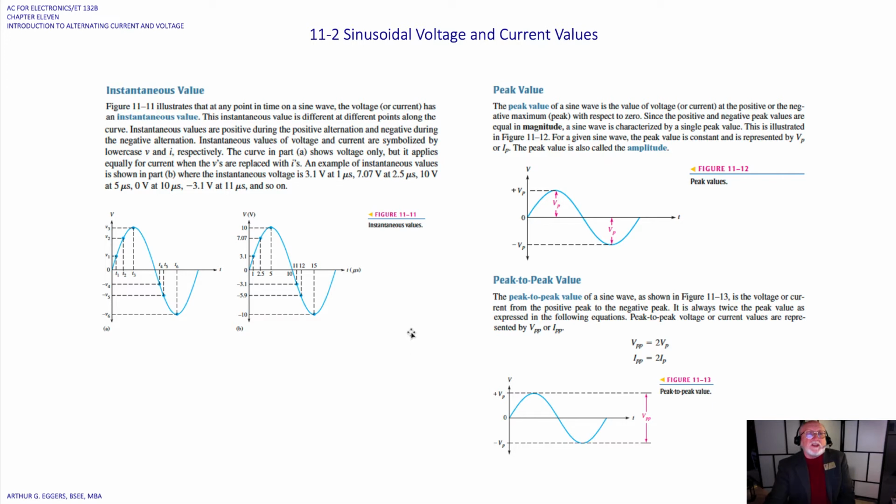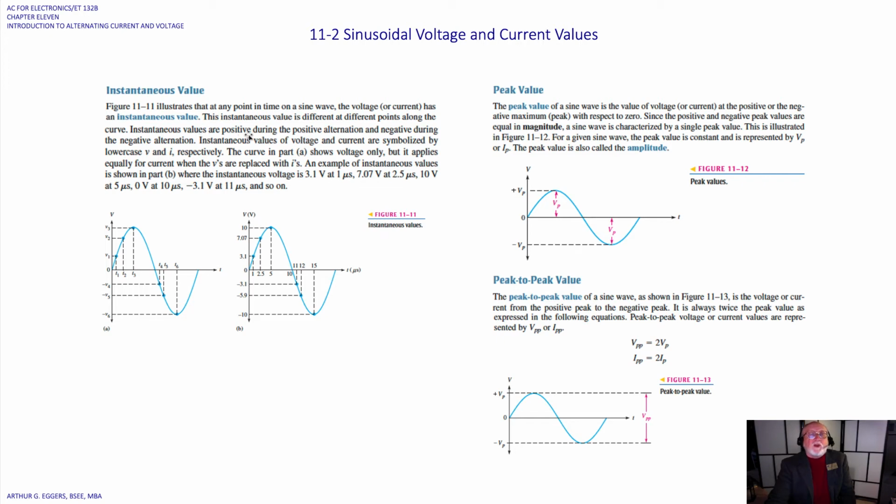So in looking at the instantaneous value, the illustration below says that any point in time on a sine wave, voltage or current, has an instantaneous value. And we're going to see how to calculate that. This instantaneous value is different at different points along the curve. So you can see, if you look at this first one where they're not really defined, voltage 1, voltage 2, voltage 3 on the vertical axis, time 1, time 2, time 3 on the horizontal axis.